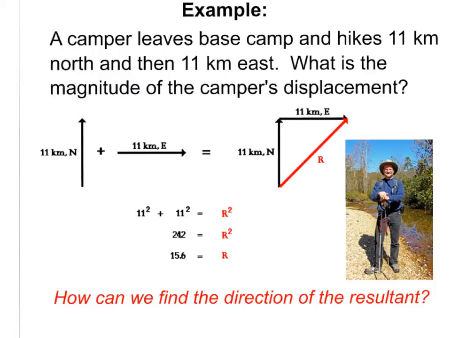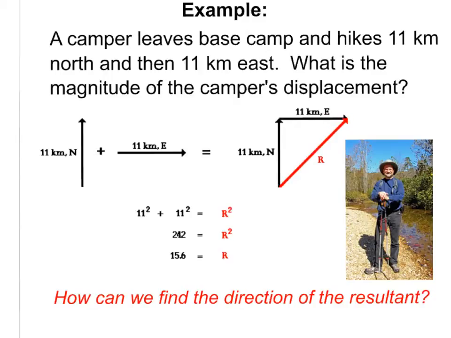So now let's try an example. Using that idea, a camper leaves base camp and hikes 11 kilometers north and then 11 kilometers east. What is the magnitude of the camper's displacement? Well, we can write out our little vectors here. We have 11 kilometers going north plus 11 kilometers going east.